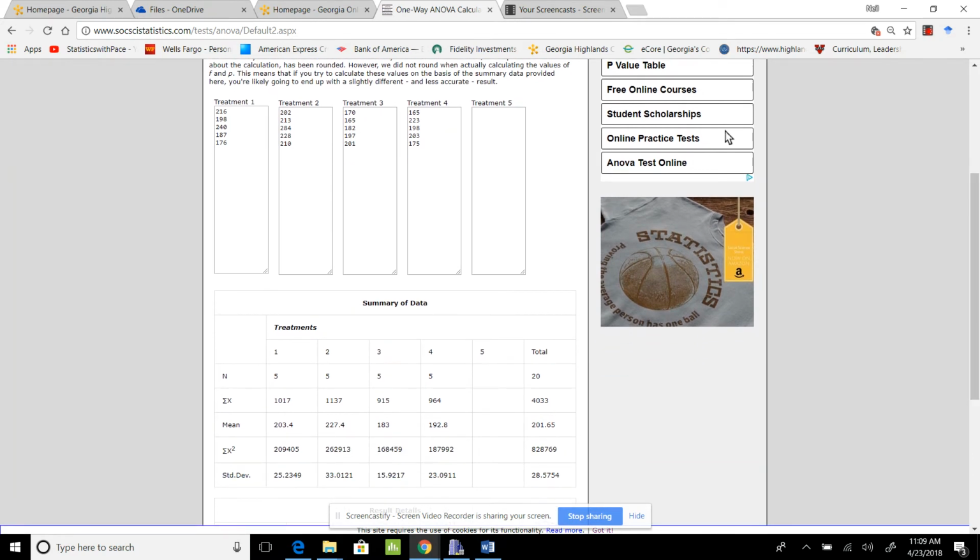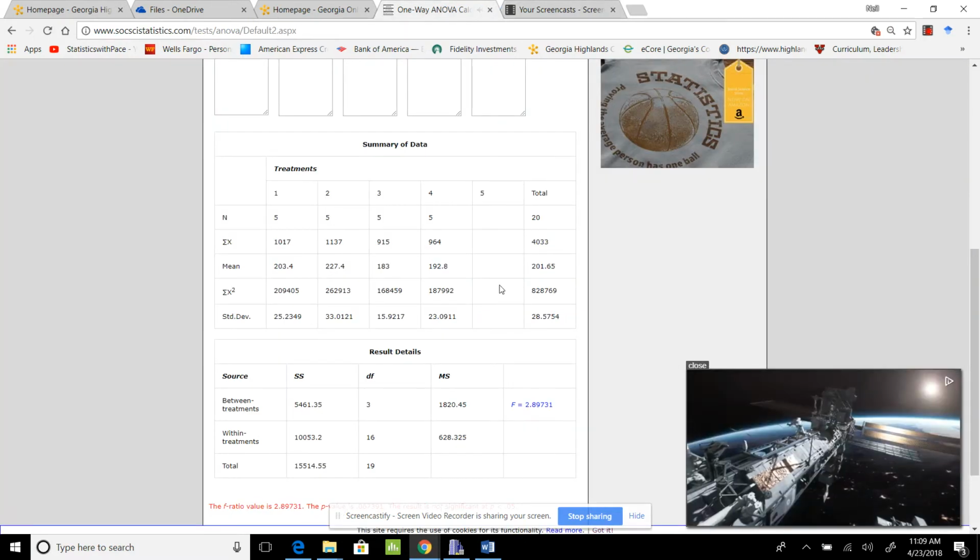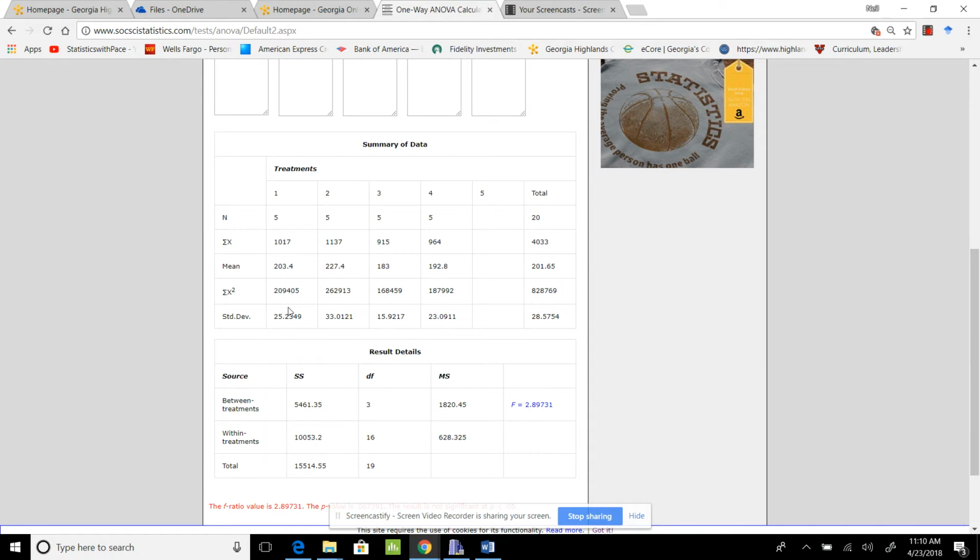All right, so the first thing I have is my treatments. And this is kind of cool, and if I ask for this on a test, you're going to know where it is. From here, I have group 1's mean and standard deviation, group 2's, group 3's, and group 4's. For group 1, the average weight was 203.4 pounds, and the standard deviation is 25.23. For group 2, the mean weight was 227.4 pounds, and the standard deviation was 33. For group 3, the mean weight was 183, and the standard deviation was 15. For group 4, the mean was 192.8, and the standard deviation was 23. This over here is the total mean, 201.65, and the total standard deviation for all 4 groups. So each of these is individual, and these are all together.